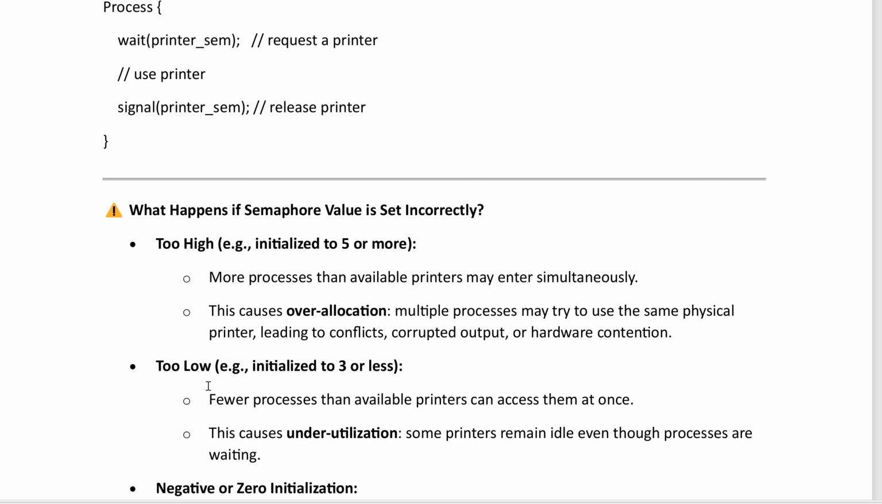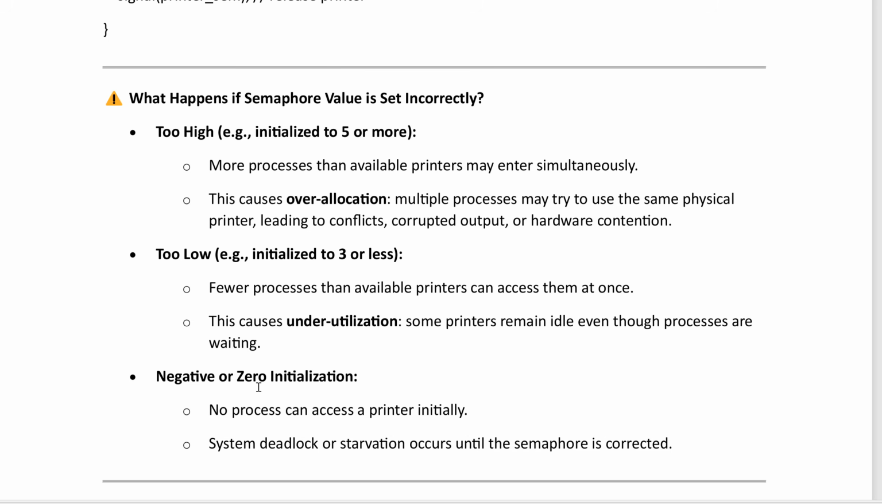If the value of semaphore is too low, for example, if the value of semaphore is set to 3 or less, fewer processes than available printers can access them at once. This causes underutilization. Some printers remain idle even though processes are waiting, right? If the value of the semaphore is negative or 0, in that case, no process can access a printer initially. System deadlock or starvation occurs until the semaphore is corrected. So these are the implications of setting the value of the semaphore incorrectly, right?